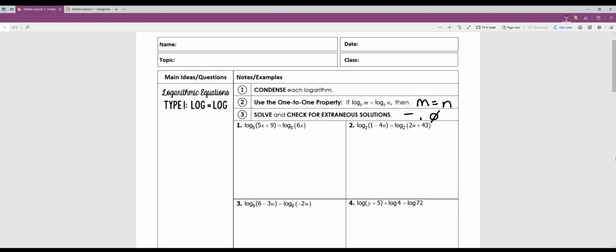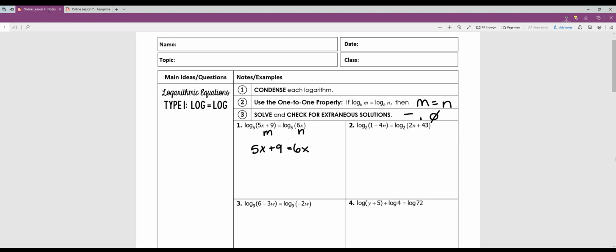So let's start with one problem here. Log base 5 of 5x plus 9 is equal to log base 5 of 6x. So first, I want to condense. And there's nothing here for me to condense. So I'm going to go to my one-to-one property. And so if log base 5 of 5x plus 9, this would be my m, is equal to log base 5 of 6x, that would be my n, then that means m is equal to n. So I can set 5x plus 9 equal to 6x.